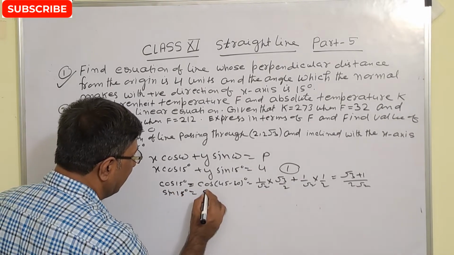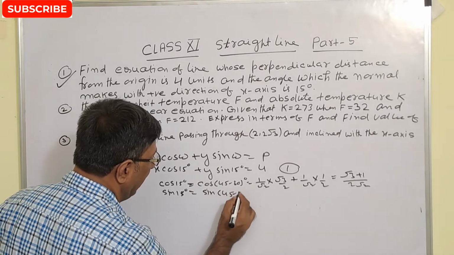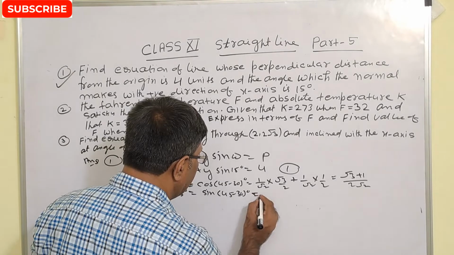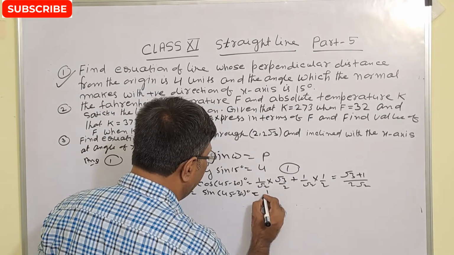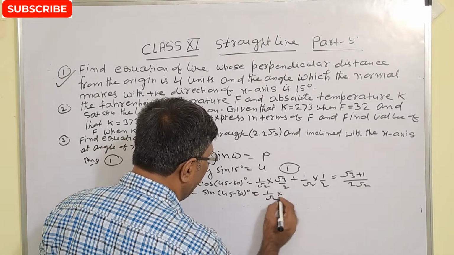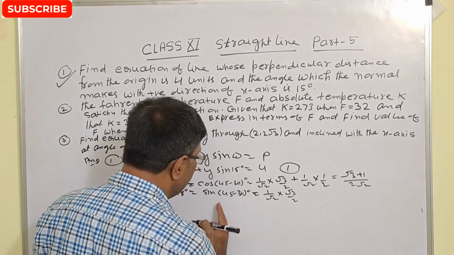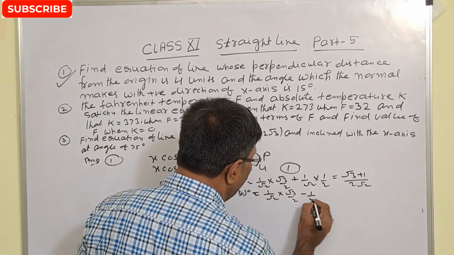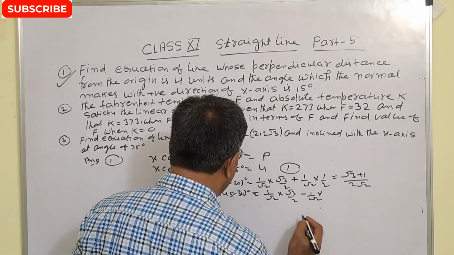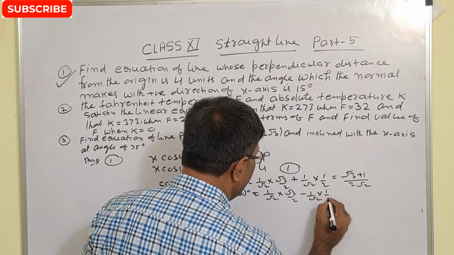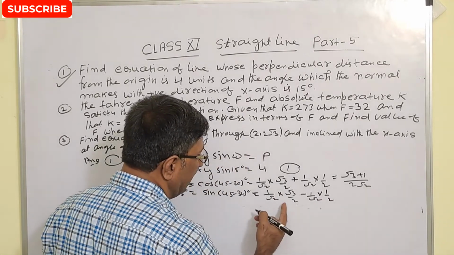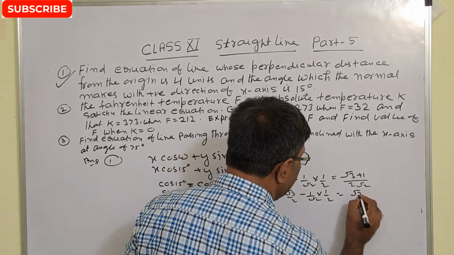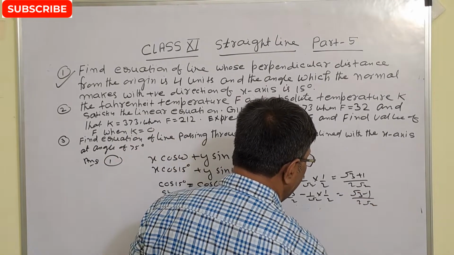Again you can find sin 15 the same way. You can write sin (45 minus 30). So sin A minus B is sin A cos B minus cos A sin B. So sin 45 is 1 by root 2, cos 30 is root 3 by 2, minus cos 45 is 1 by root 2, sin 30 is half, right? So this is root 3 by 2 root 2 minus 1 by 2 root 2. So this is root 3 minus 1 divided by 2 root 2.